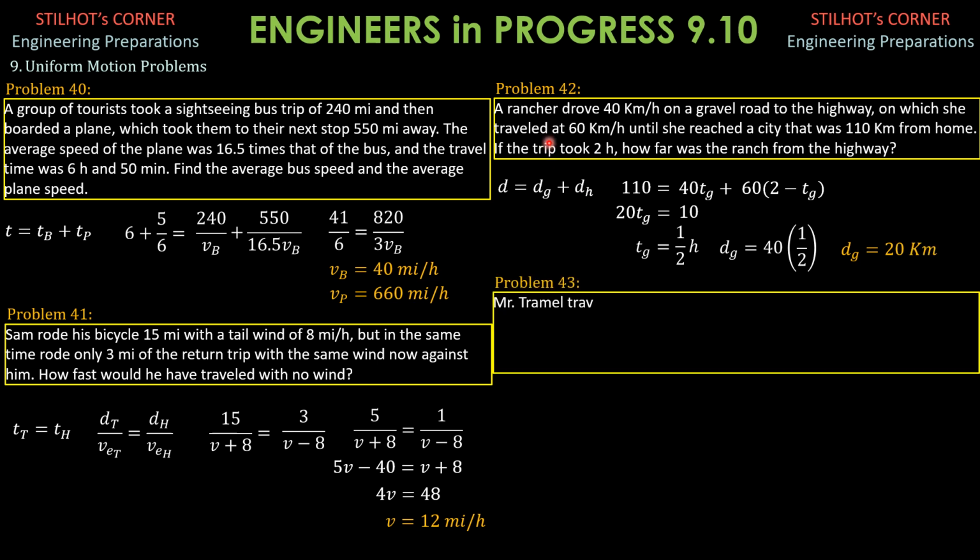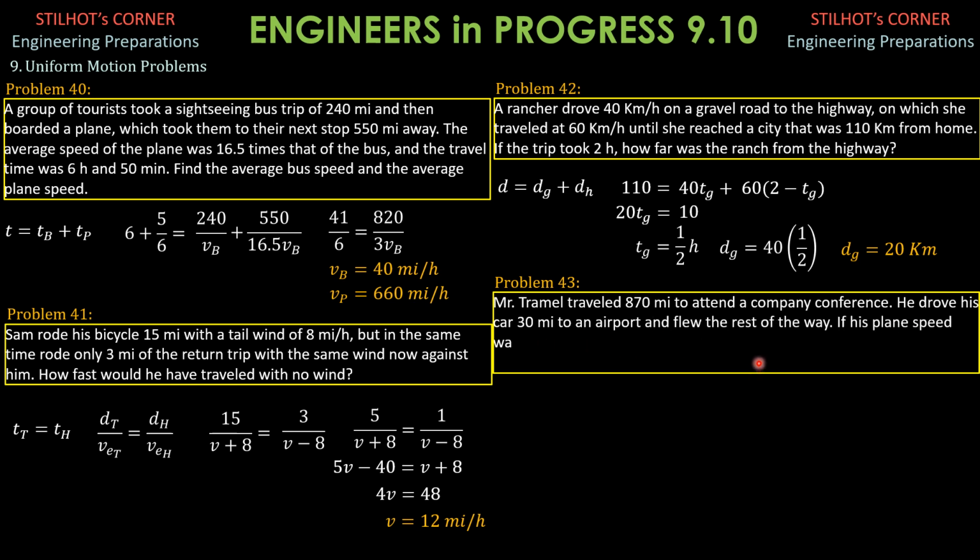Then finally, problem 43. Mr. Trammell traveled 870 miles to attend a company conference. He drove his car 30 miles to an airport and flew the rest of the way. If his plane speed was 12 times that of the car and he flew 48 minutes longer than he drove, how long did he fly?